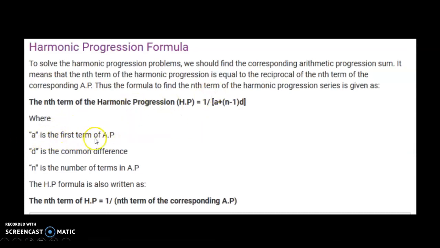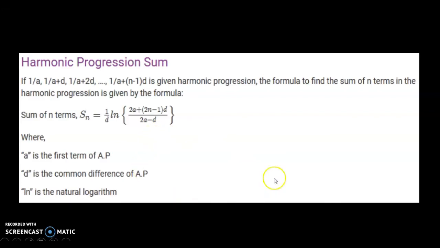So a is the first term of AP, d is the common difference and n is the number of terms in AP. The HP formula to find the nth term is 1 upon the nth term of the corresponding AP. So if you find the nth term of the AP and take its reciprocal, then it will be the nth term for the HP series, right? And this is for finding the sum of the n terms. The formula is 1 by d log of 2a plus 2n minus 1 into d upon 2a minus d, right? So similarly you can solve it as an AP and just take the reciprocal, you will get the answer for the HP series.